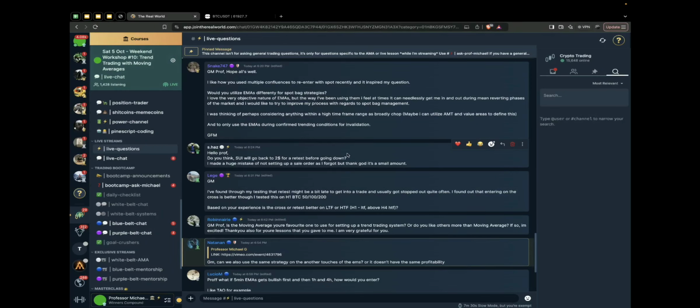Snake, GM, multiple confluences. Would you utilize AMAs differently for spot bag strategies? I love the very objective nature, but the way I've been using them feels at times needless to get me in and out during mean phases of the market. Like to improve the process with regard to spot bags. I was thinking perhaps considering any of the high time frame range broadly chop. I don't need to use the AMAs during confirmed trending conditions for invalidation.